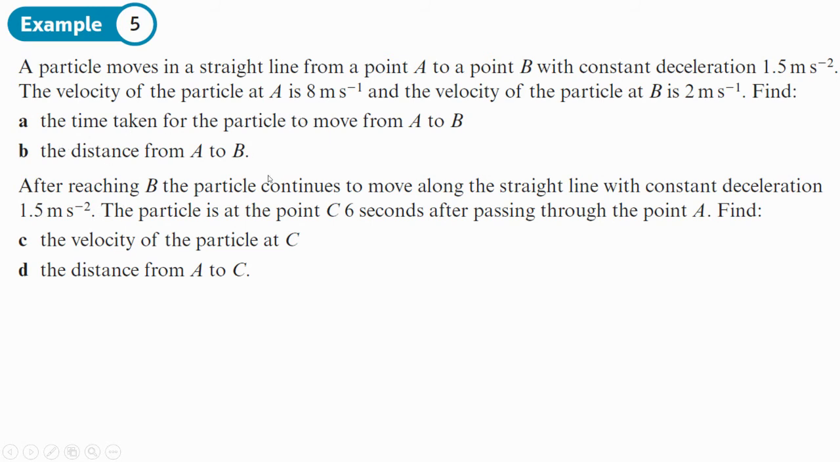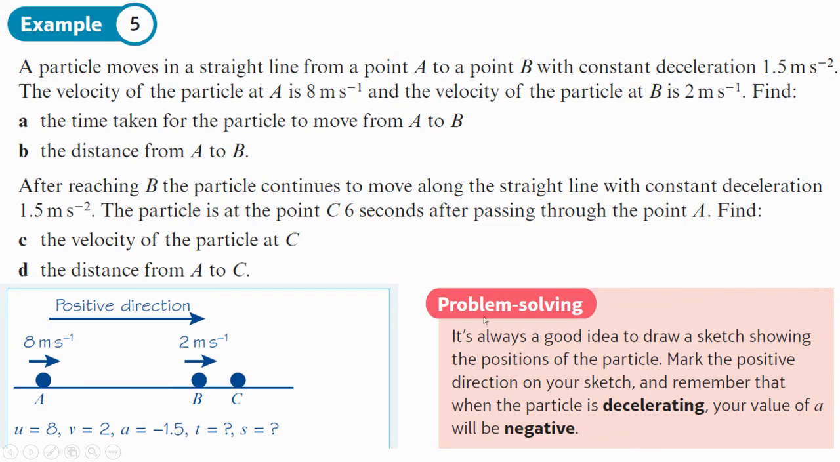And then we've got some more information, but we'll deal with that later. We'll look at the first bit first. So, first step, draw a diagram. It's always important to label which is the positive direction, especially when you are dealing with decelerations and negative numbers, because you never know when something's going to be going the other direction, and mistakes can happen if you're not clear with what direction things are going in.